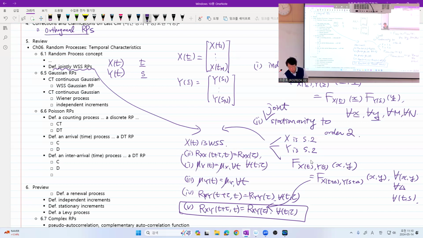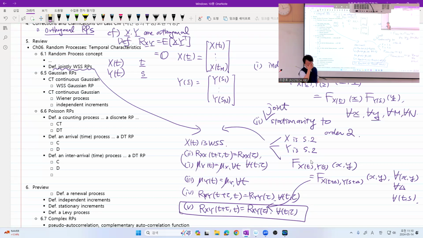What about the definition of orthogonality of two random processes? So let's recall what was the meaning of orthogonality of two random variables or vectors. Orthogonal, what does that mean? By definition, orthogonality means what? Correlation function equals what? Zero matrix. Got it?